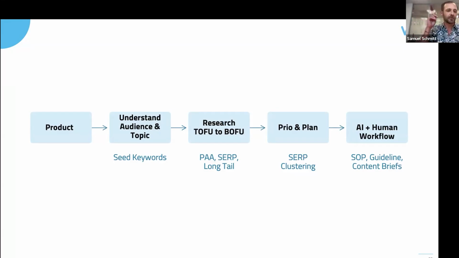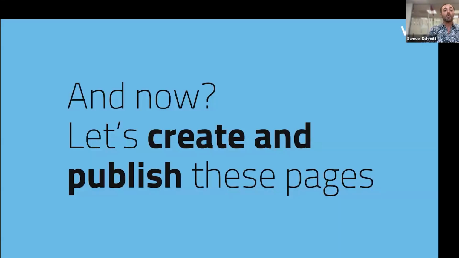And finally, also set up a proper workflow with SOP, with editorial guidelines, analyze Google search, use content brief, and work with your writer, leverage AI plus human. And now, once you have this content brief created, let's create pages and publish these pages.